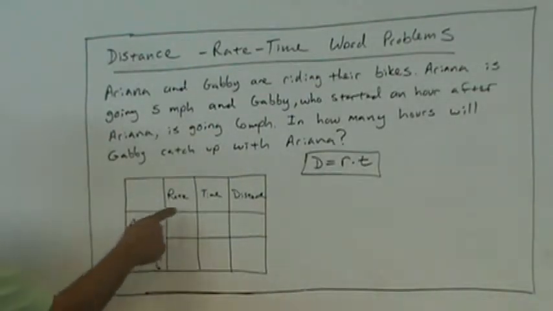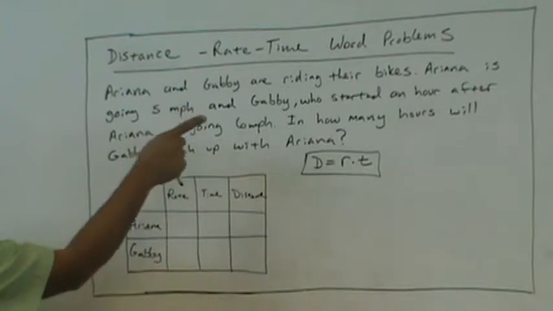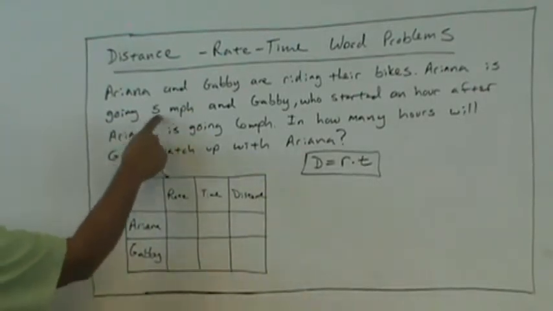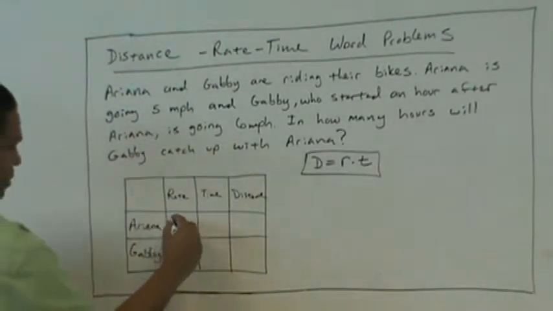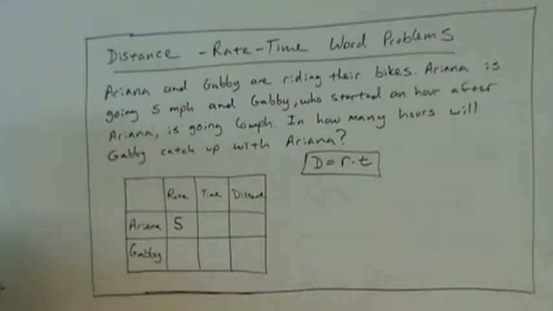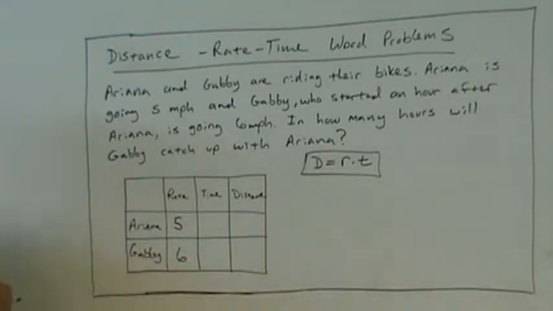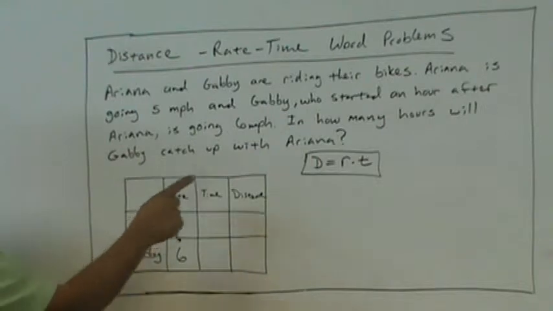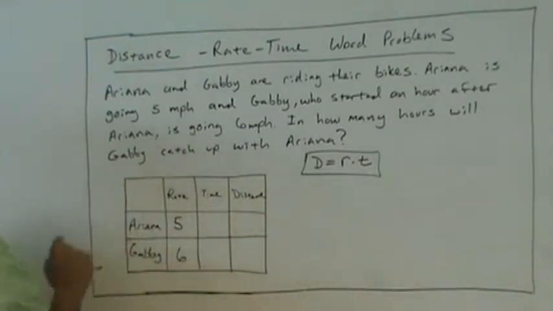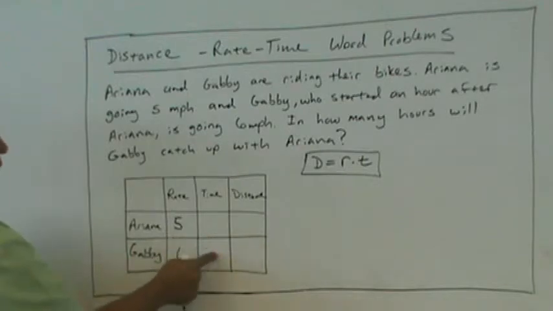So what is Ariana's rate? 5 miles per hour. So we just put a 5 in there. Very good. Do we know Gabby's rate? 6 miles per hour. Yes. Okay. Now, this is kind of like the perimeter word problems we did. We know one of these, we don't know the other.